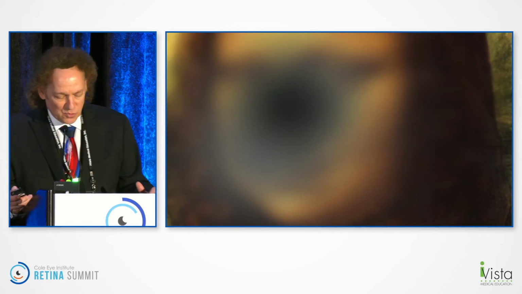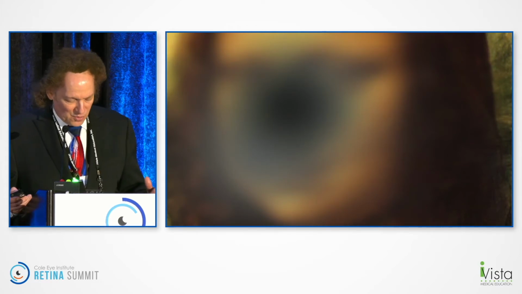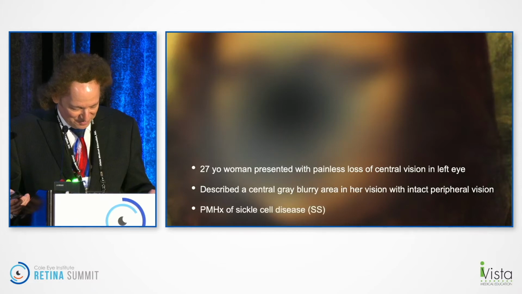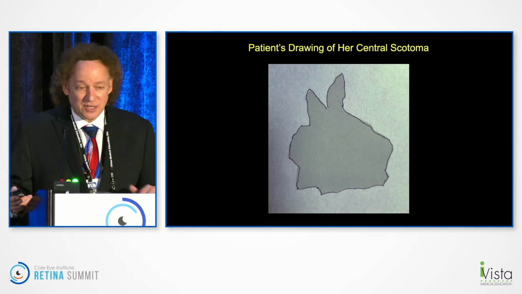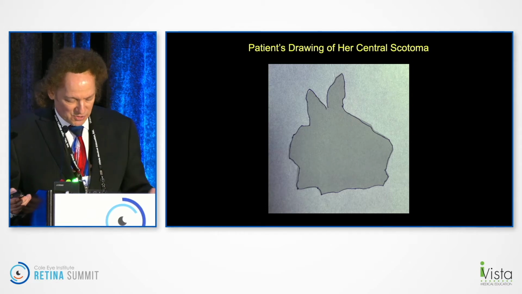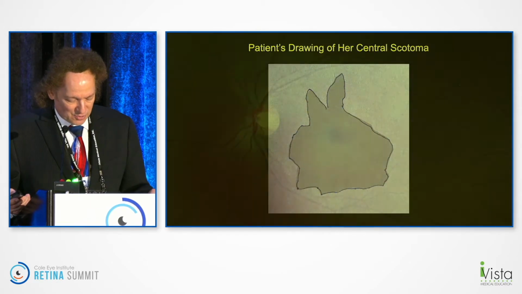Here's a young woman who woke up and noted painless loss of central vision in her left eye, and she described this sort of blurry area in her central vision. She had a history of sickle cell, and she lost the other eye completely from a similar type of event, and this was the scotoma that she drew out on the Amsler grid.